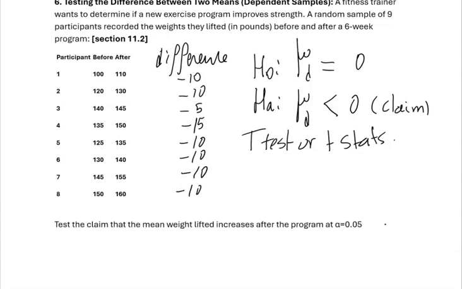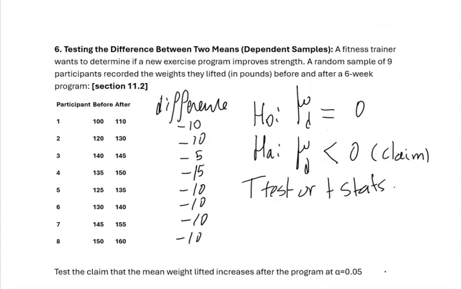It says a fitness trainer wants to determine if the new exercise program improves strength. A random sample of 9 participants recorded... let me see, I only have 8 here. It is 8. 8 participants. So just change the 9 to 8. They recorded the weights they lifted in pounds before and after a 6-week program.